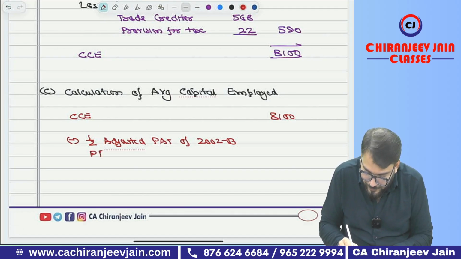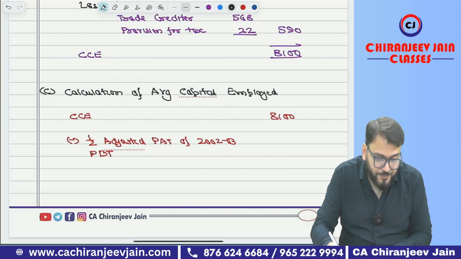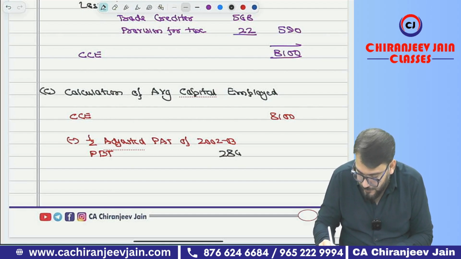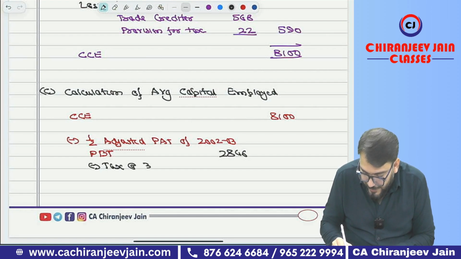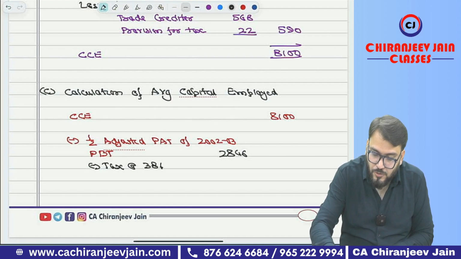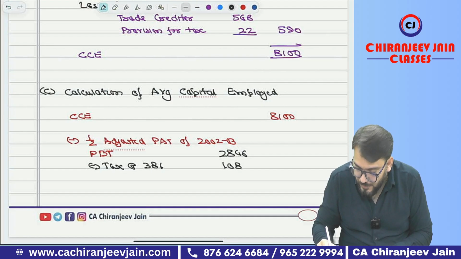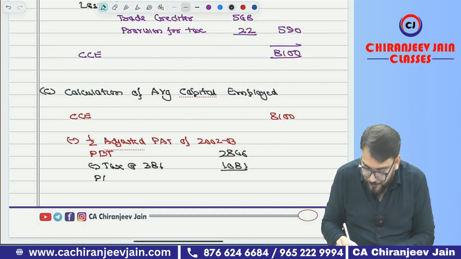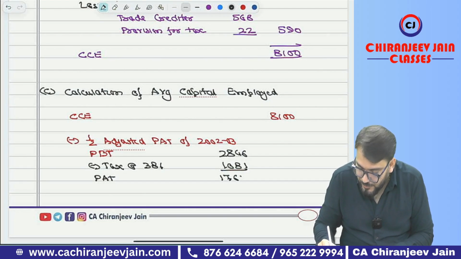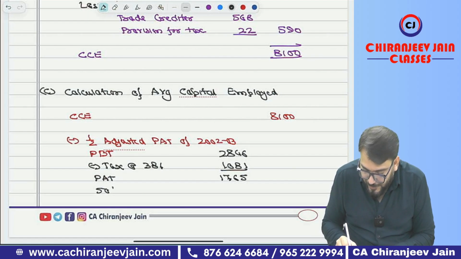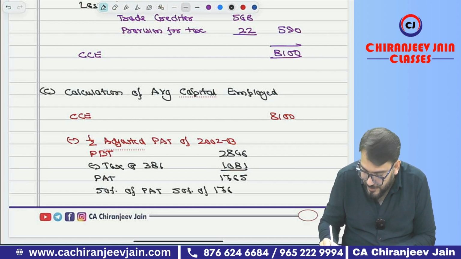How much PBT? PBT is given how much? 2846. From this minus tax at a rate of 38%. So 2846 into 38% is equal to 1081. So this becomes PAT, it is 1765. Then we'll take 50%, means half of PAT, that is 50% of 1765.